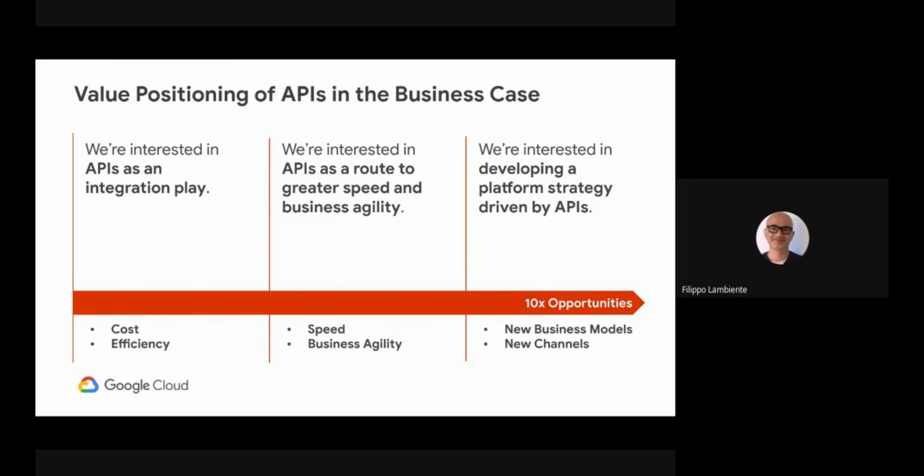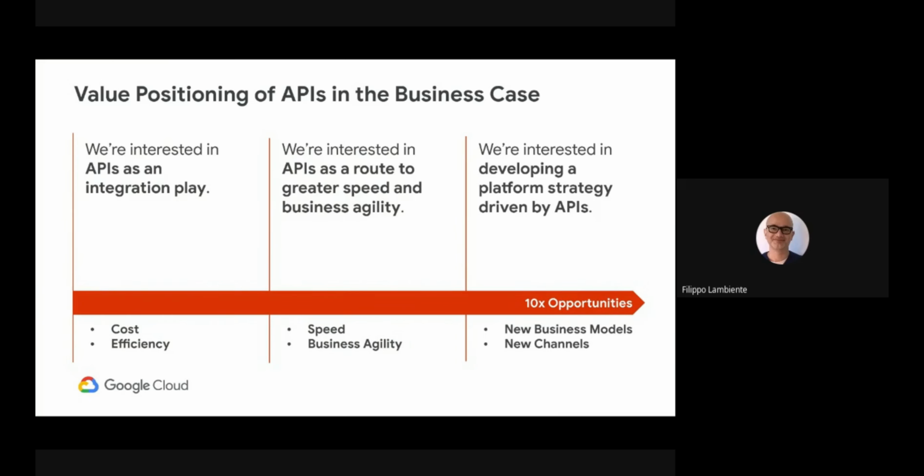And then the last pillar, or the last step that we see in the more advanced, mature customers, is that they see the API as a new way to generate new business models, new channels, to open up new business opportunities, something that was not foreseen before. Those customers are interested in developing an API-driven platform strategy.